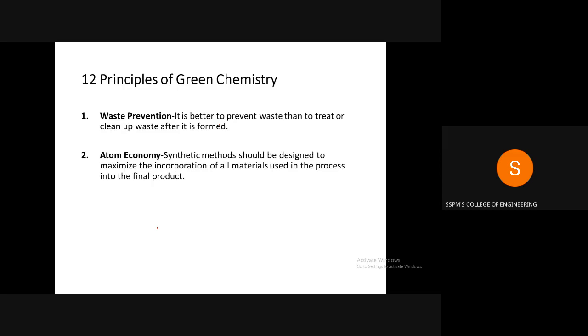Economical reactions means yield is up to 82%. According to green chemistry, the 82% yield means all the reactants are converted into the final product or desired product, not a waste product.